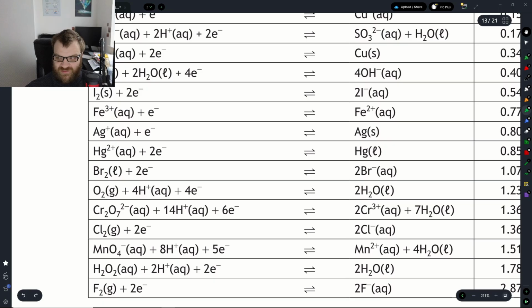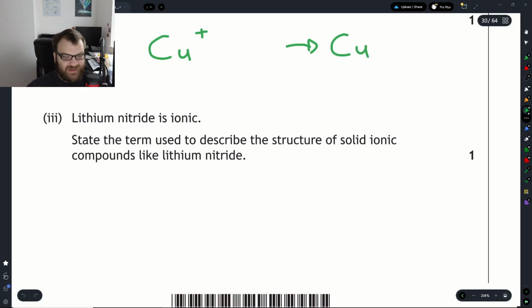Something I'm picking up from here is that wherever the charged ion is, the electrons are beside it. On the other side, it's just the atom with no charge as a solid. You go from 2 plus to no plus, so to get rid of the 2 positive charge, we've added 2 electrons. We only have to add 1 electron to get rid of the 1 positive charge. I'm going to add in the aq because it's in solution, plus an electron, makes copper solid.